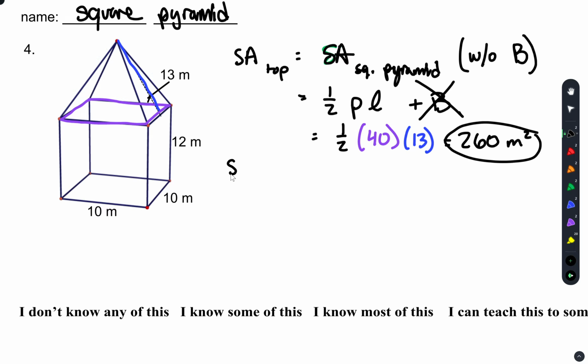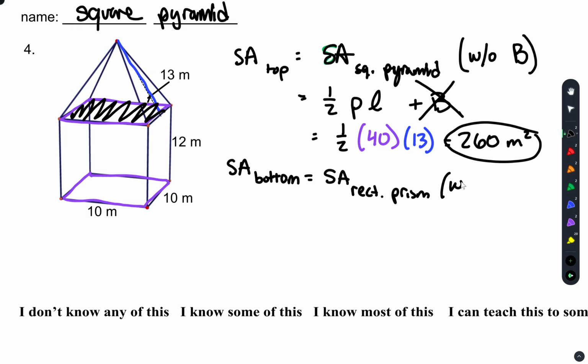And then I need to work on the surface area of that bottom shape. Again, we're thinking about them completely separately. So that bottom shape is a rectangular prism. It's a prism because it has 2 bases. These are its 2 bases. However, one of the bases is not included. So I'm only saying with one base.